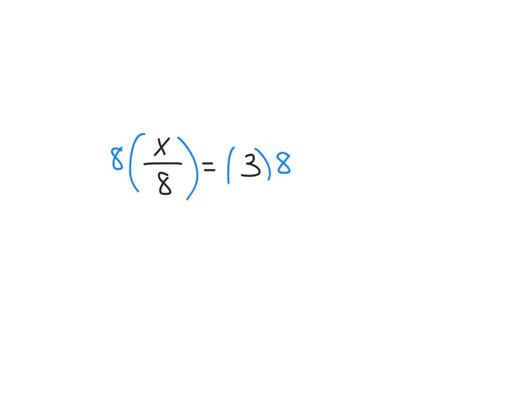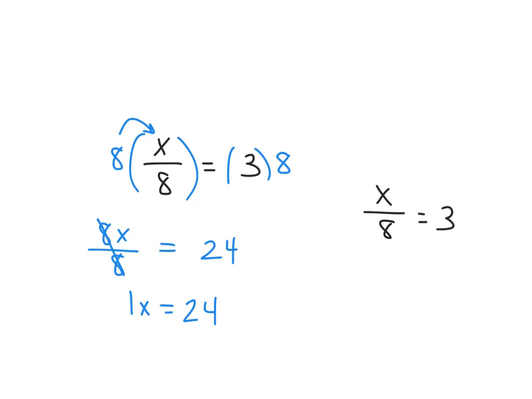So when I multiply by 8 and divide by 8, if you want, you can distribute, but it's really creating more work than it's worth, because you would distribute the 8 and it would become 8x over 8 equals 24. But then you know 8 over 8 creates a whole. So 1x equals 24.